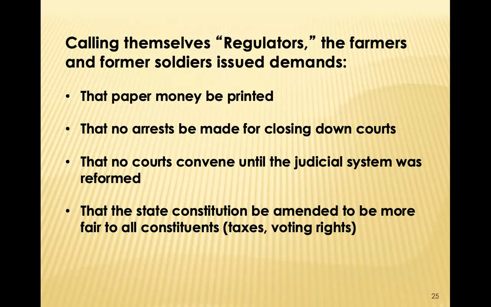So calling themselves regulators, the farmers and the soldiers issued these demands: that paper money be printed, that no arrest be made for closing down courts, that courts no longer convene until an actual judicial system was reformed, and that the state constitution be amended to be more fair to all constituents, that fair taxes be established, and that voting rights be established that are not just based on land ownership. Seems pretty reasonable, right?